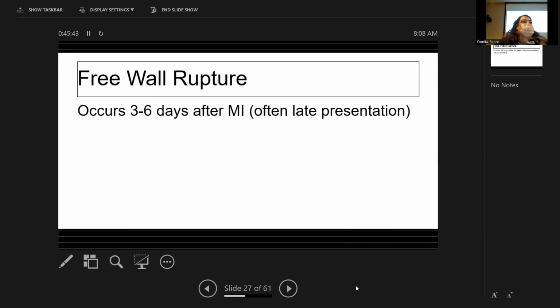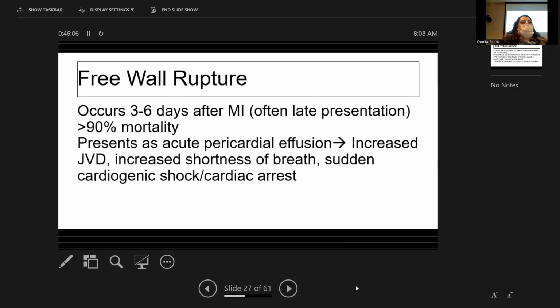But basically just where the muscle is infarcted and then muscle around it is contracting, it can just create a rupture or a tear in the heart. And they develop a big pericardial effusion, blood accumulates in the sac around the heart. And like I said, it's very difficult to pick up. It has greater than a 90% mortality.